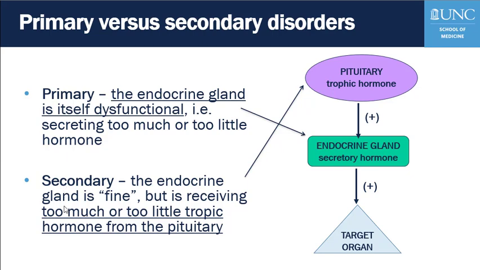A critical concept in diagnosing pituitary disorders and interpreting pituitary labs is the importance of distinguishing between a primary and a secondary disorder. A primary disorder refers to the endocrine gland itself being dysfunctional. This means the gland is autonomously secreting too much hormone on its own, or it's failing and is unable to secrete hormone. A secondary disorder refers to the endocrine gland itself being fine, but it's receiving too much or too little trophic hormone from the pituitary. So the problem is in fact secondary to a pituitary problem rather than a problem in the end organ itself.